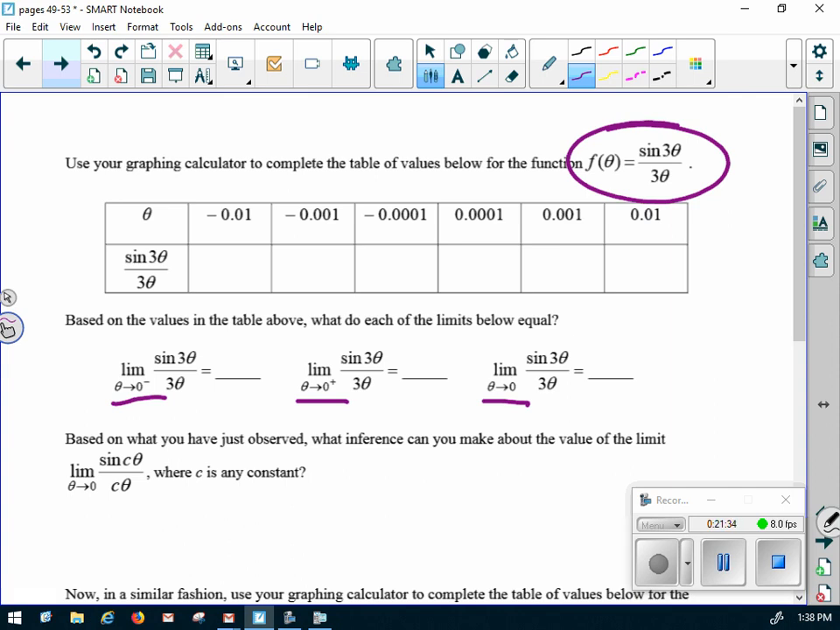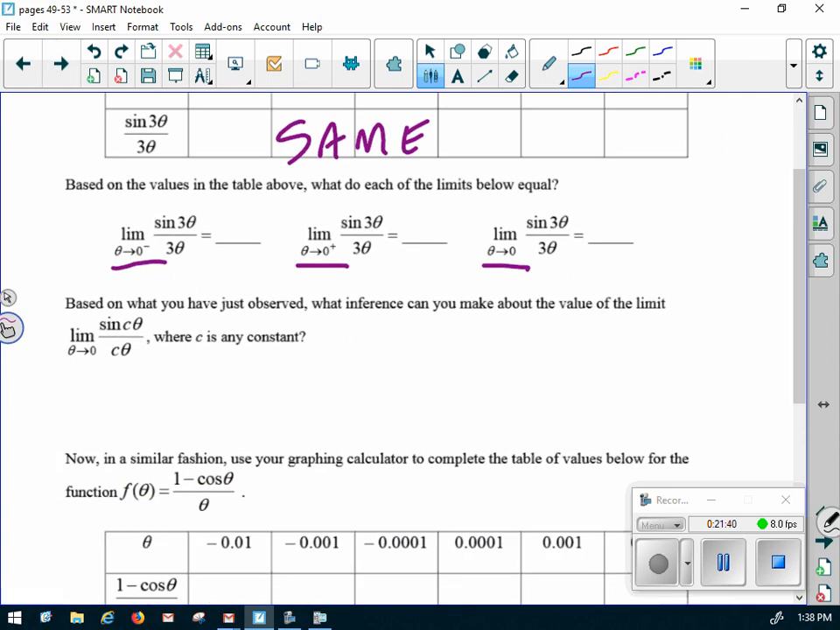So if the numbers here are the same as in the other table, what is the limit of this function as theta approaches 0 from the left? 1. As theta approaches 0 from the right? 1. And as theta approaches 0, period? 1.